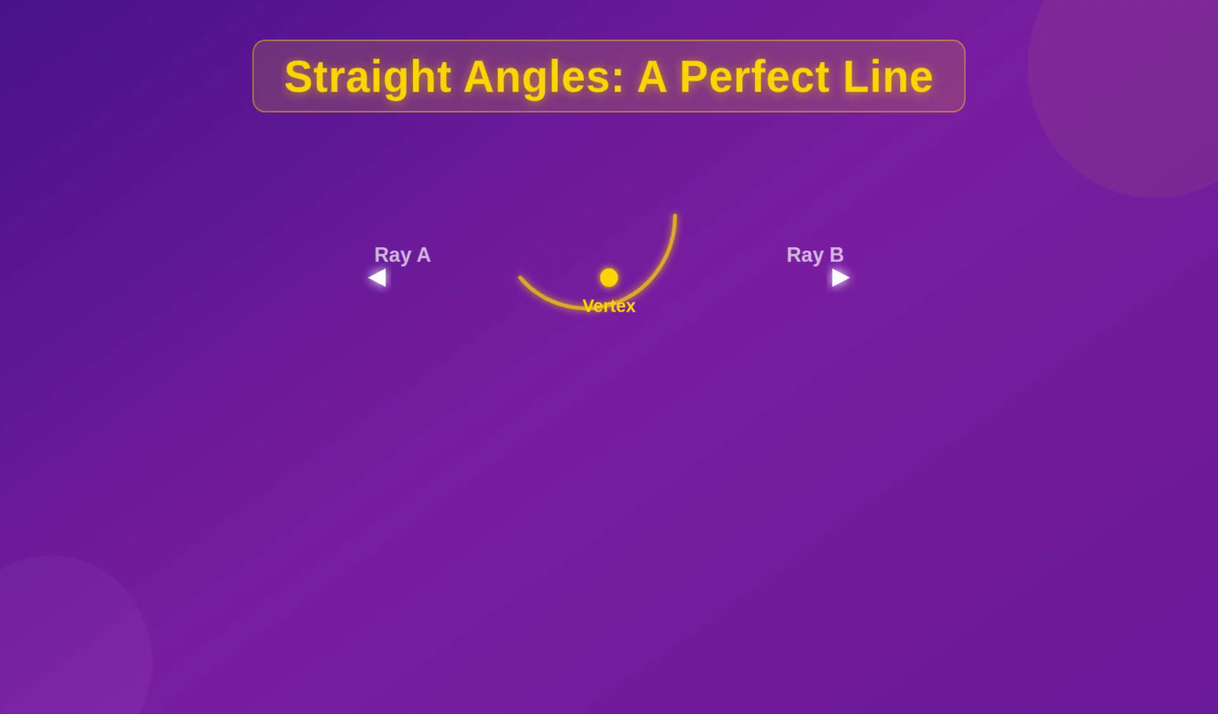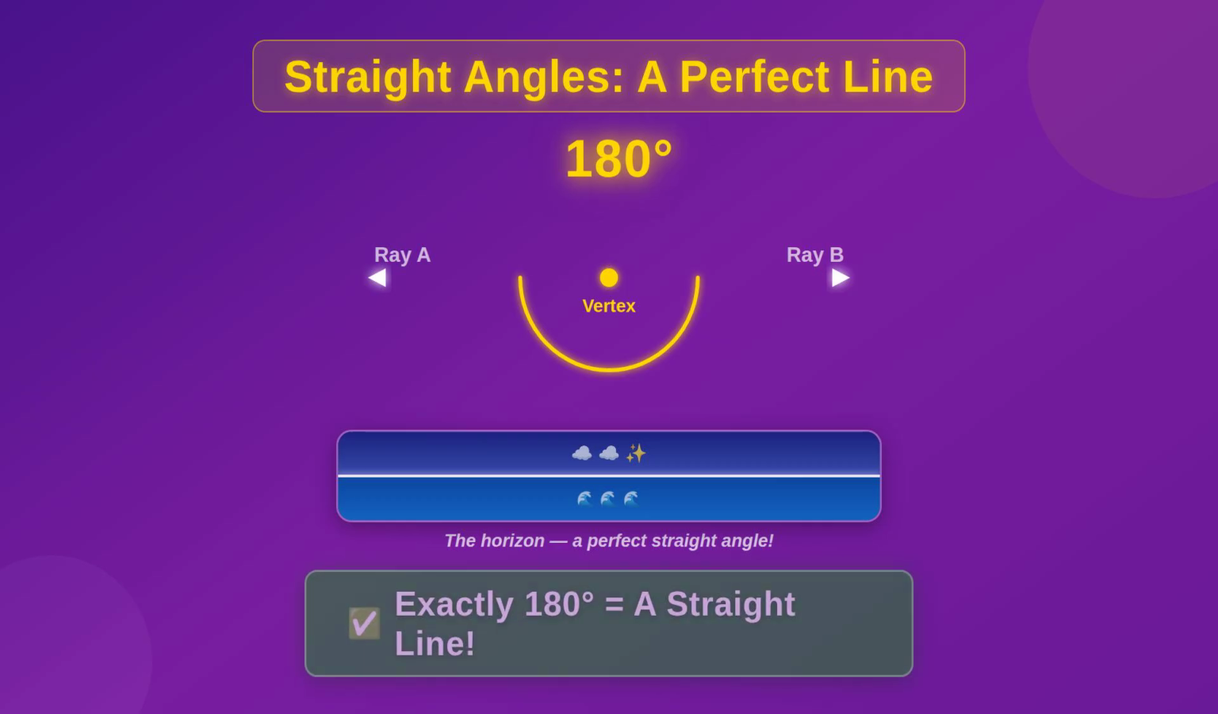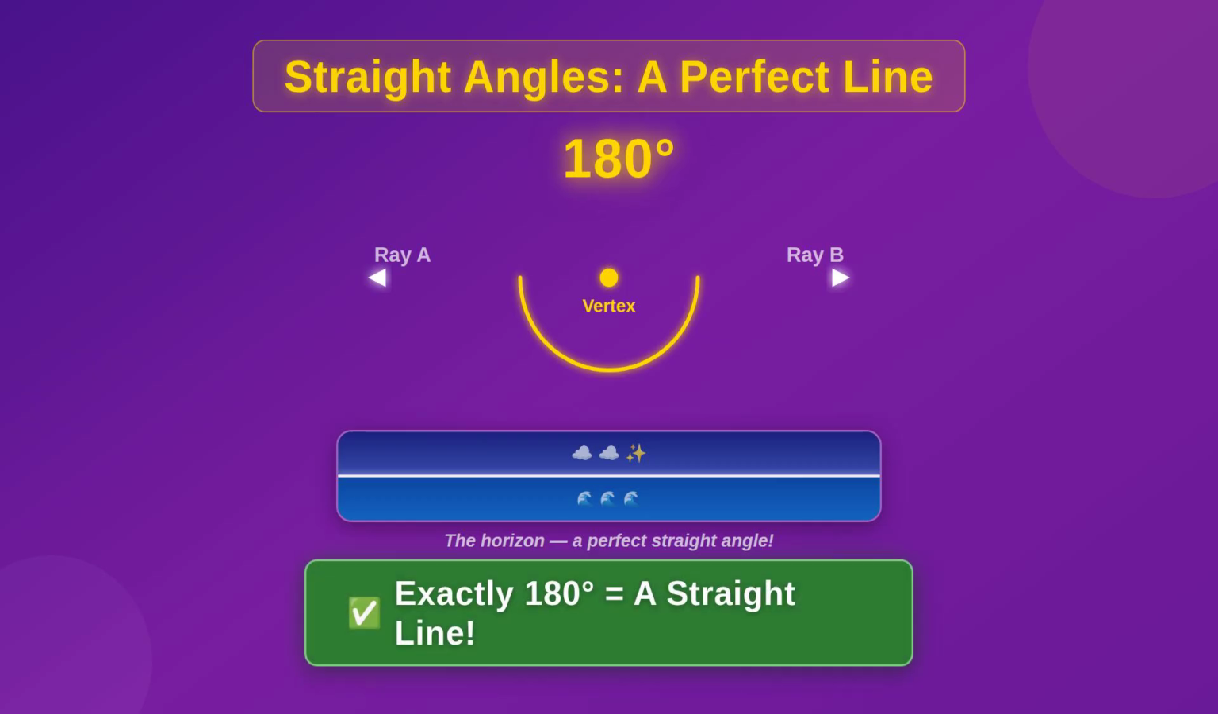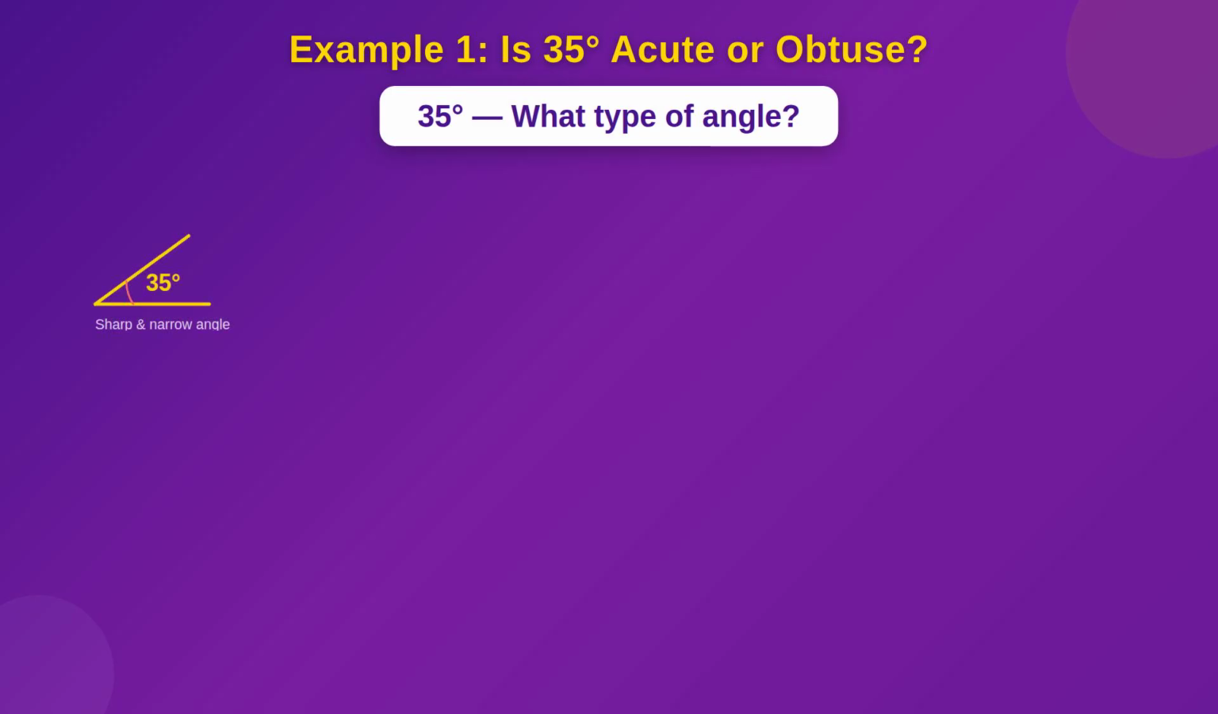Last but not least, the straight angle. A straight angle is exactly 180 degrees, which means the two rays point in completely opposite directions, forming a perfectly flat, straight line. Maya realized the edge of her ruler makes a straight angle. Think about standing up perfectly straight, or looking at the horizon line where the sky meets the ocean. That's 180 degrees of pure flatness. It's called a straight angle because, well, it looks completely straight. Half of a full circle, perfectly balanced.